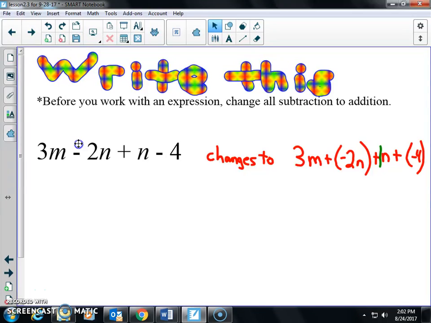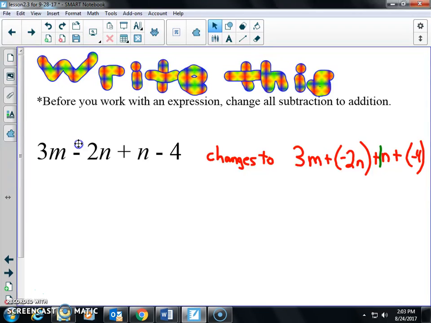And if you remember back to chapter 1, the only time we can rearrange is if it's all addition or all multiplication, but we're not worried about that at this point. Okay? Now, if I look at the new expression that we have, 3m plus negative 2n plus 1n plus negative 4, how many terms are there?